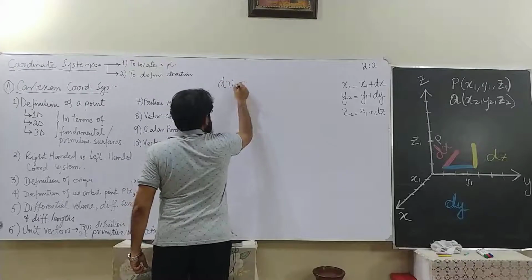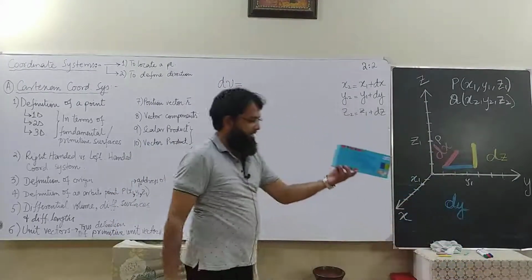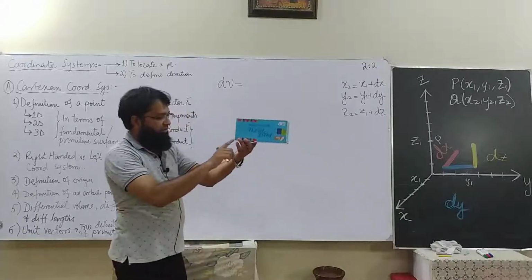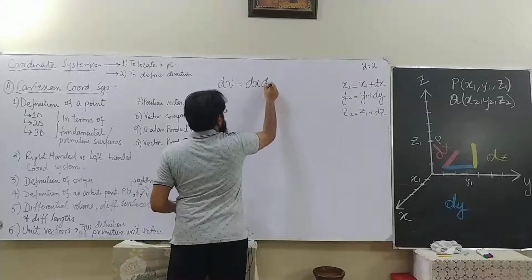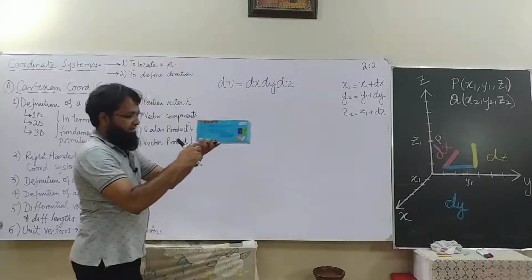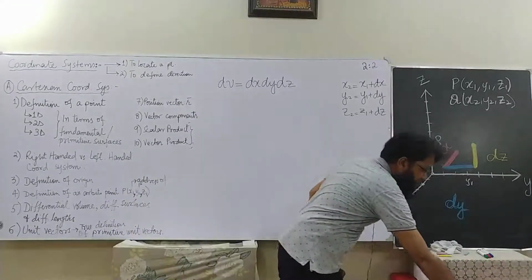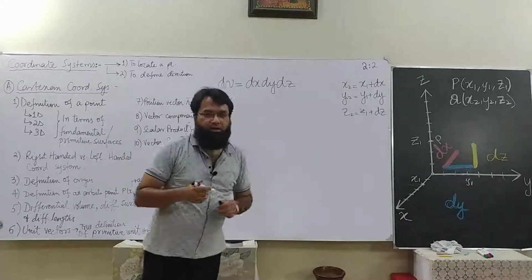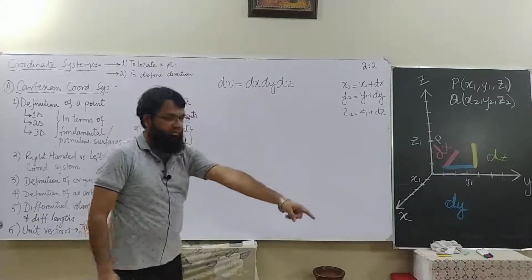is extremely small. And you can tell me from your basic mathematics geometry that the volume of this tissue paper box will be dx dy dz. This length multiplied by this length multiplied by this length. So this is the formula for differential volume in 3-dimensional Cartesian coordinate system. This is a standard formula. How it came, I just told you.